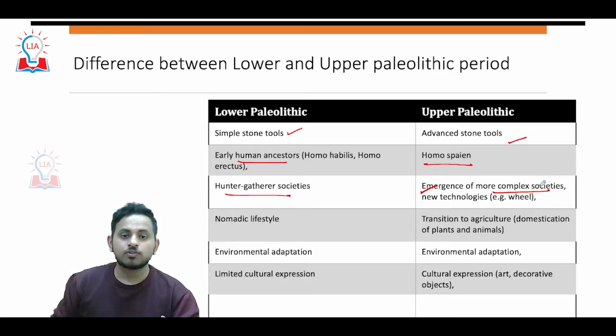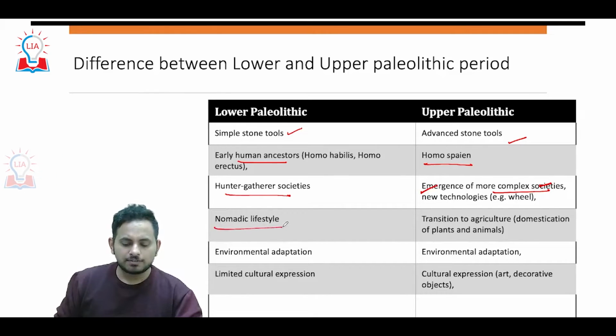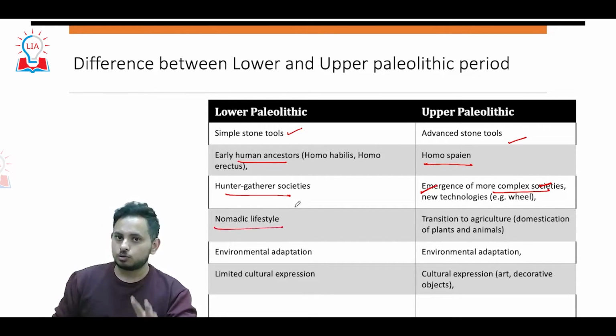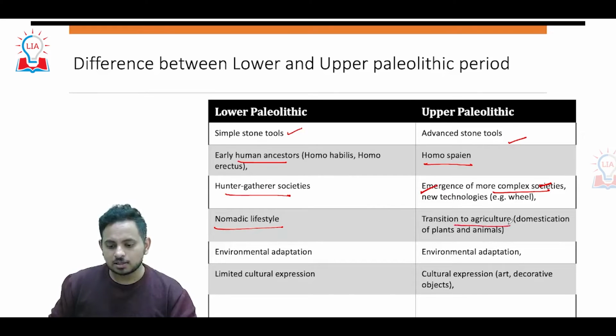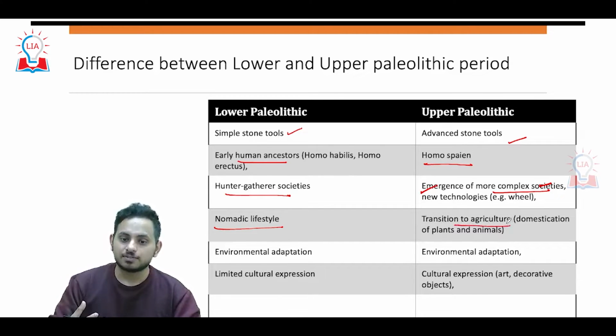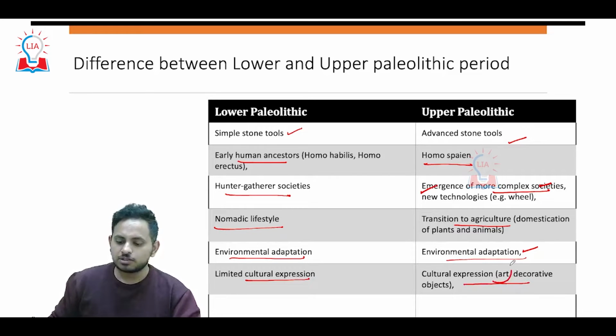We have the emergence of agriculture. Nomadic lifestyle: when it's agriculture, you can't afford to move on. So because of that, the sedentary lifestyle started. Environmental adaptation, limited cultural expression, but here the cultural expression in the form of art, decorative objects, everything started.